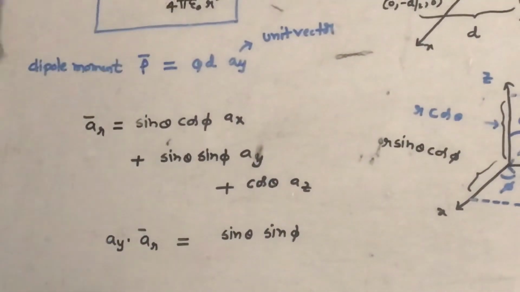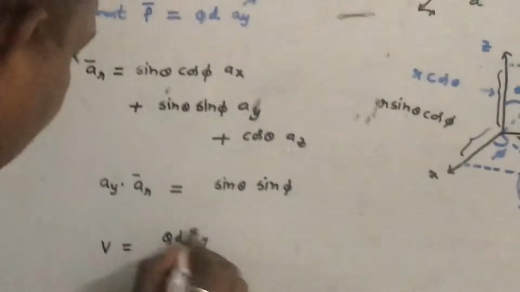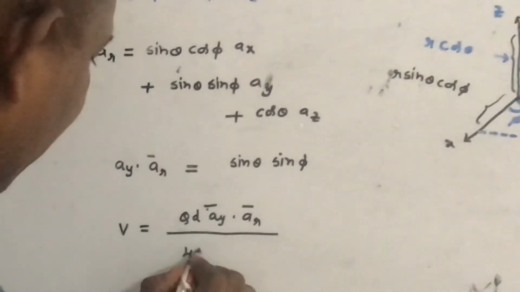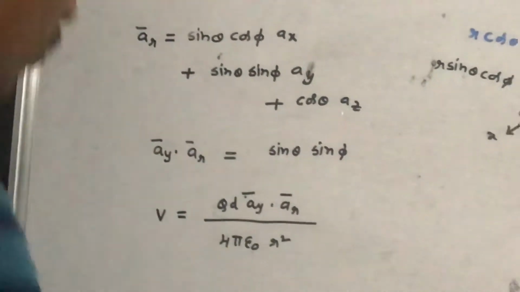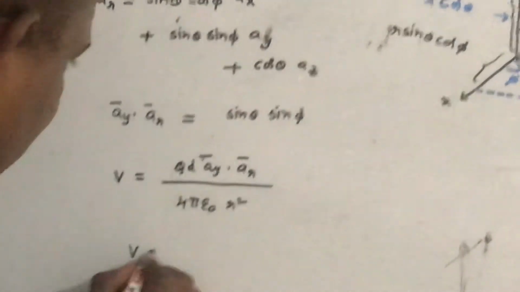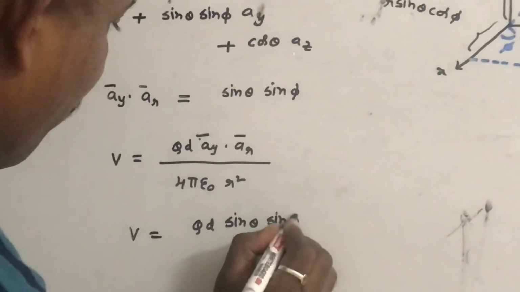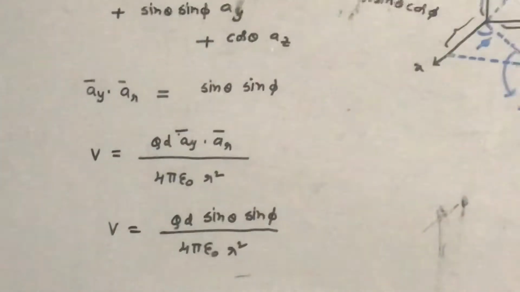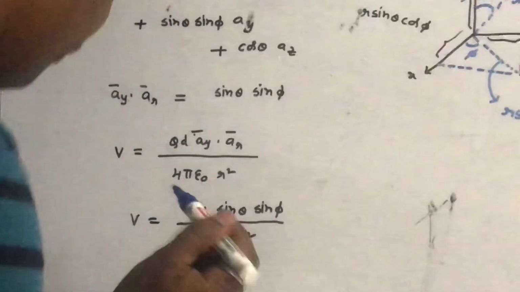So substitute here V. V is equal to p bar dot a_r over 4 pi epsilon naught r square. So what is a_y dot a_r? sin theta sin phi. So therefore what is the potential? Qd sin theta sin phi by 4 pi epsilon naught r square. So this is the potential which we have proved.